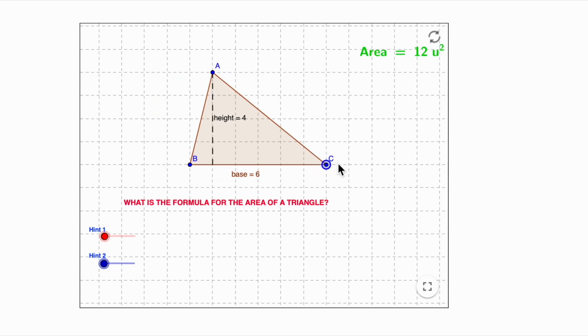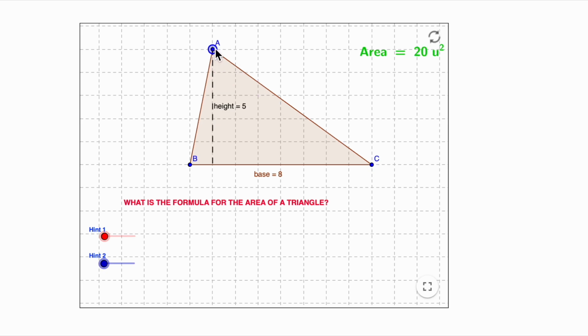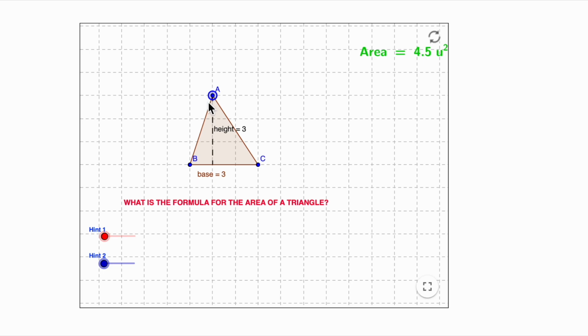Look at the base 8 and height 5. We know our height, we know our base, and 8 times 5 will be equal to 40, and divided by 2 will be equal to 20, which is exactly our area. Or another triangle, let me show you. Base 3, and height 2. And 3 times 2 equals 6. 6 divided by 2 will be equal to 3, okay? Which basically is the area for the triangle.